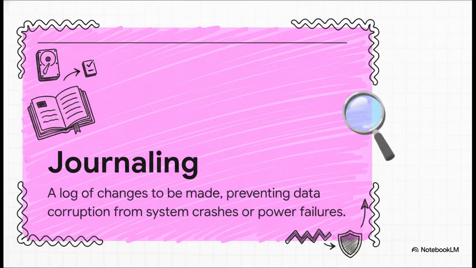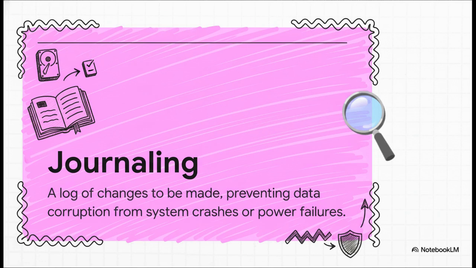But before we compare them, we have to talk about a concept that's huge for the exam, journaling. The best way to think of it is like a to-do list. Before the system actually writes your data, it jots down a quick note in a special log, the journal, saying, hey, I'm about to do this. If the power suddenly goes out or your system crashes, when it reboots, it can just look at that journal to see what it was in the middle of doing and fix any unfinished business.